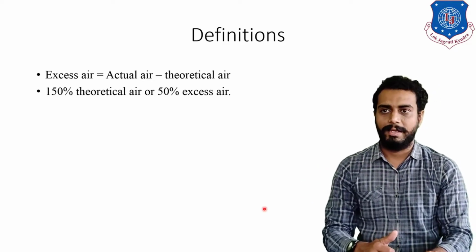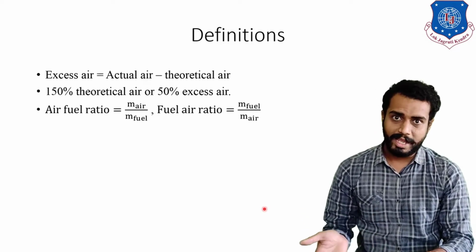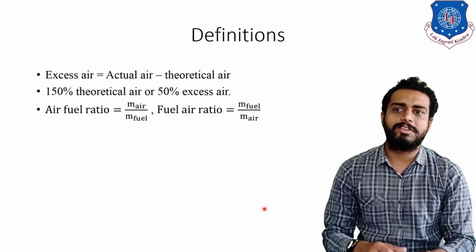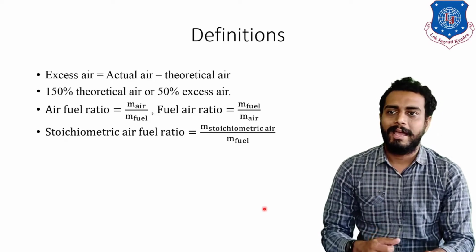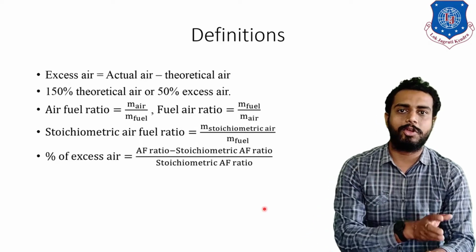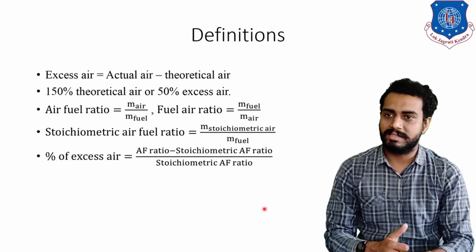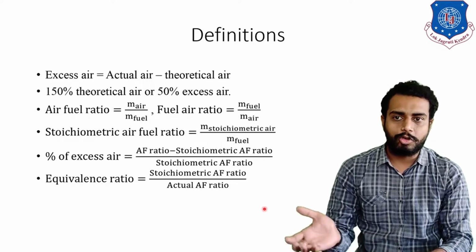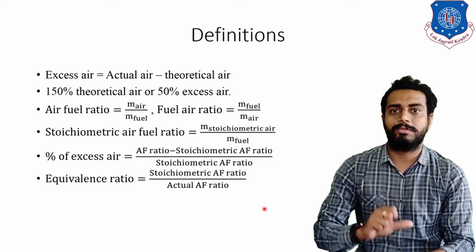Air fuel ratio is simple: mass of air divided by mass of fuel. And fuel air ratio is mass of fuel divided by mass of air. In the same way, stoichiometric air fuel ratio is the mass of stoichiometric air divided by mass of fuel. Percentage of excess air is the air fuel ratio minus the stoichiometric air fuel ratio, divided by the stoichiometric air fuel ratio. And the last one is the equivalence ratio, which is the stoichiometric air fuel ratio divided by the actual air fuel ratio. These are just ratios and you have to keep them in mind.